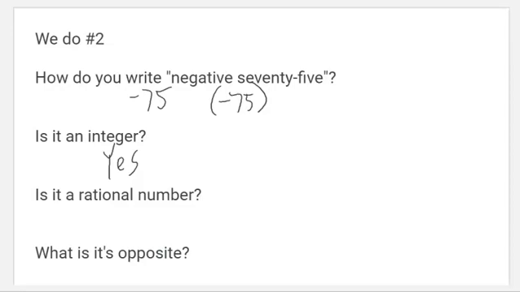Is it a fraction? No. Could it be? Yes, it could be. The number -75 we might write as -75 wholes, however you write your fraction. We can write that as a fraction. Oh, not out of 100, sorry. So it is a rational number. And what is its opposite? Its opposite is 75.